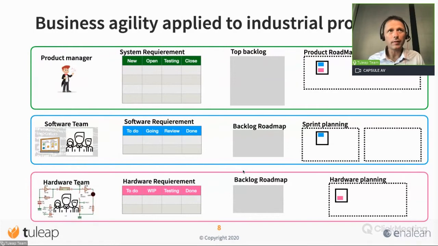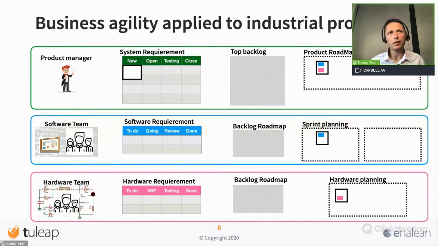We have the product manager, the software team, and the hardware team. Each color that you can see represents a kind of team, and each team has, in one workspace, some actions to do to manage this product. The product manager starts with the system requirement. So you have a product. This is the product roadmap here. He planned it. You have to produce this product.